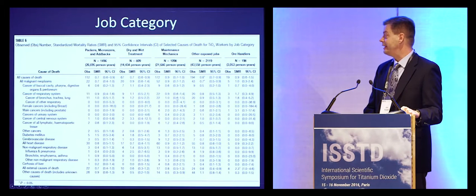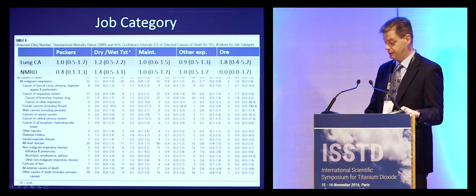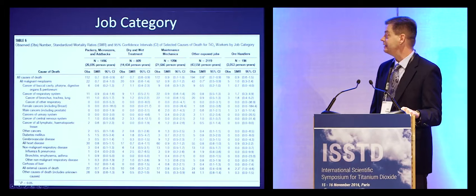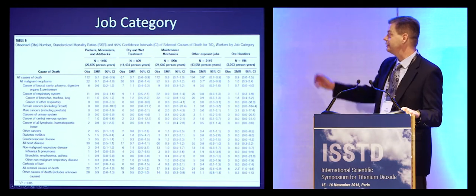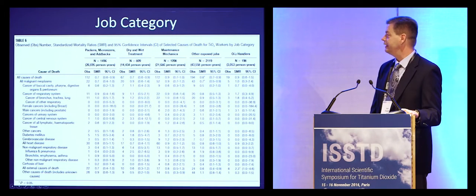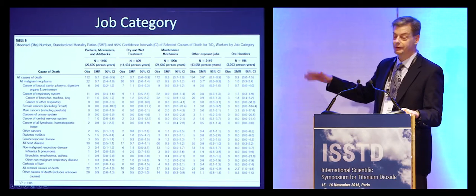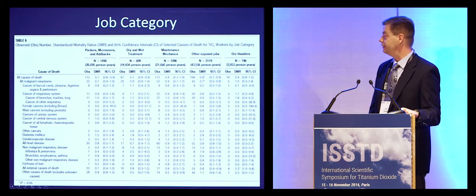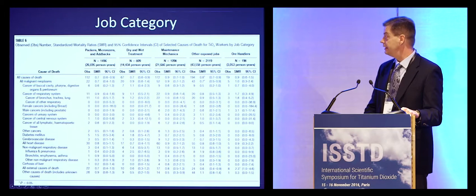We also looked by job categories as a level of exposure. If you remember, packers and micronizers and add-backs had the highest level of exposures, and the ore handlers had the lowest level of exposures. And really everything's pretty flat. All the confidence intervals include 1. There's nothing really interesting going on in these analyses.